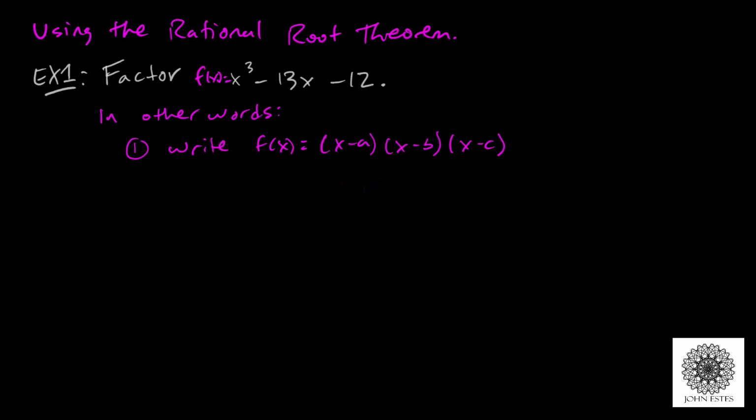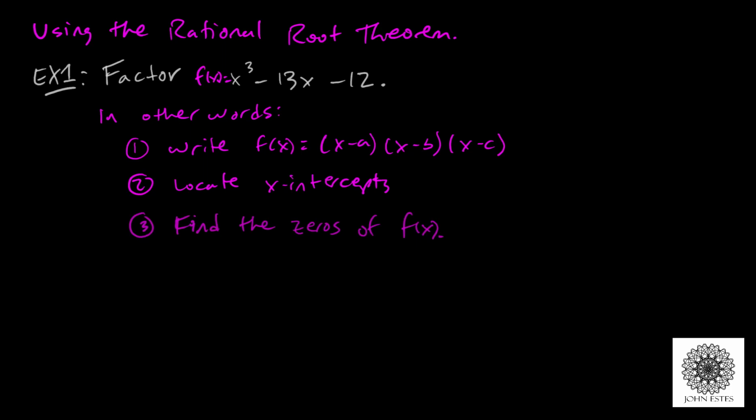Another way of thinking about this is to locate the x-intercepts. If I was going to graph f of x, where does it cross the x-axis? That's another way of factoring my polynomial. Another way to think about this is to find the zeros of f of x. And if you remember, the zeros are the x values that, when I plug them into my function, I get 0. So that's three different ways to think of a factoring question.